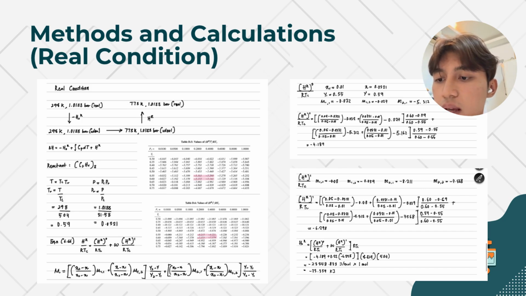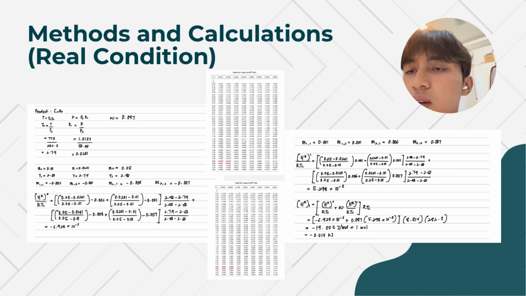also HR1. We need to calculate the residual enthalpy HR because real gases do not behave like ideal gases, especially at high temperature and also pressure. The final value we obtain for HR is negative 23.359 kJ.